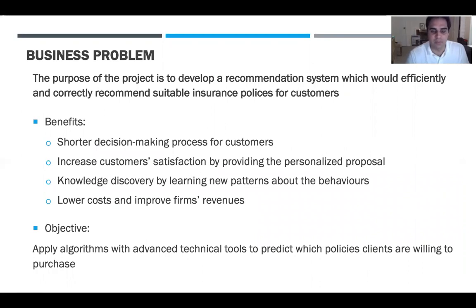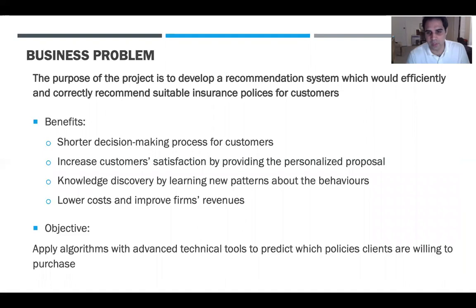This is from the perspective of a car insurance company who has managed to get customers onto its site, who are reviewing different policies and deciding which, if any, they will purchase. The purpose of the project is to develop a recommendation system which would efficiently and correctly recommend suitable insurance policies for these customers. The benefits to the customers are a shorter decision-making process and increased satisfaction.